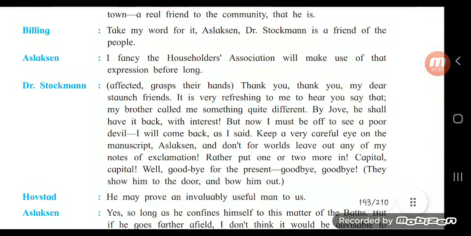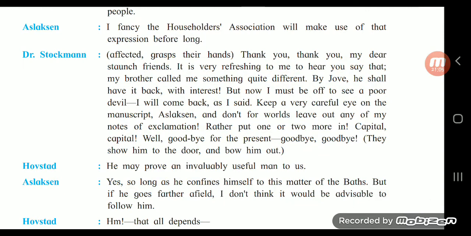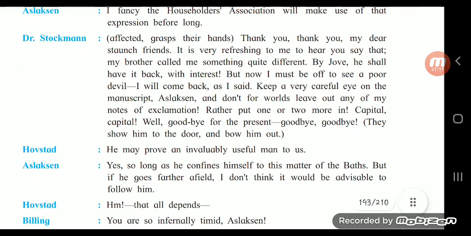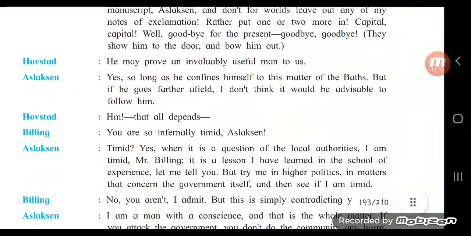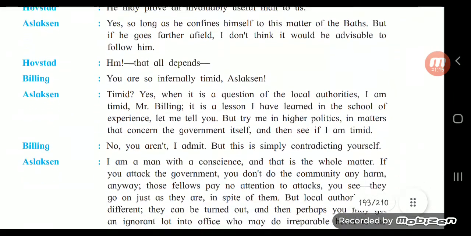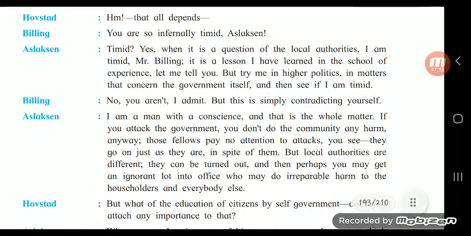Okay. Now when Dr. Stockman leaves the place and Aslaksen is speaking, he is trying to handle the situation in moderation. He says that it's okay, you are trying to expose the corruption, that is fine, but do it in moderation. He has some kind of experience as well. Okay, so he is rational and he's thinking about his business and his position.